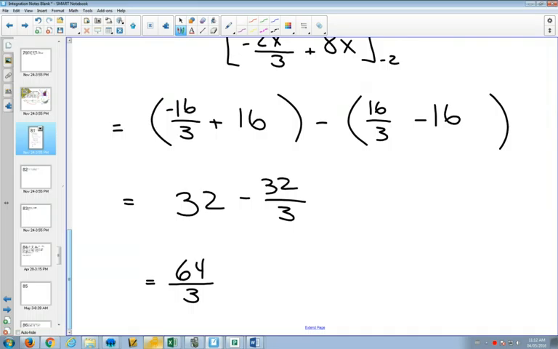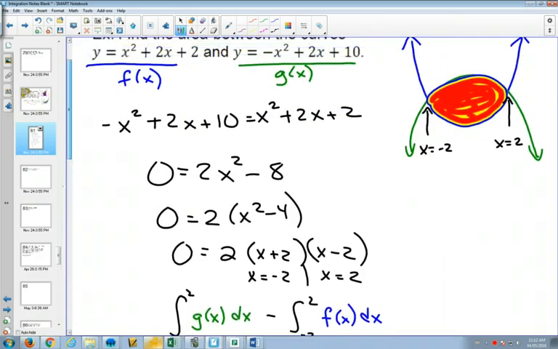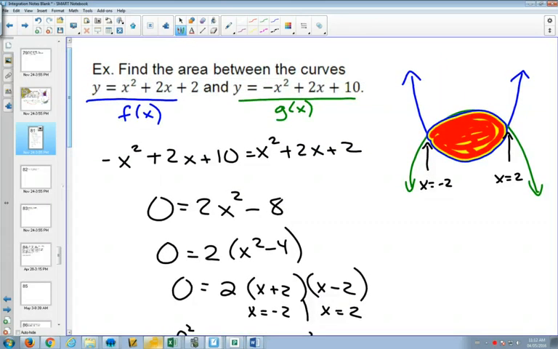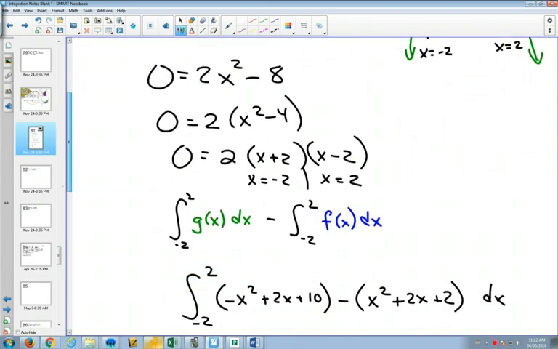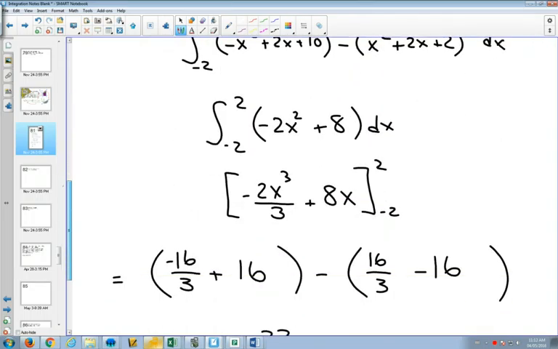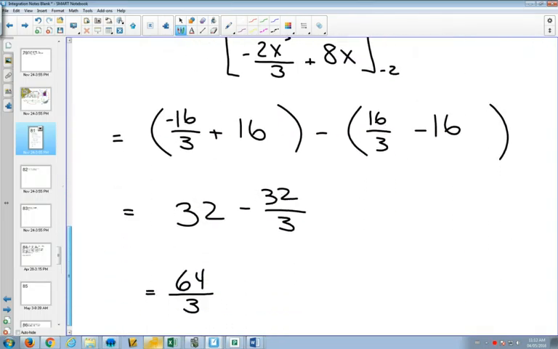So again, the idea isn't too bad. You have to take time to find out where the two graphs intersect. You have to think about the two graphs and decide which is the graph that's going to be on the top and which is the graph that's going to be on the bottom, so that when we're subtracting them, we realized that we had to do g of x minus f of x. If you get that wrong, your answer in the end would have been negative 64 over 3, because you would have done the smaller area subtract the bigger area.